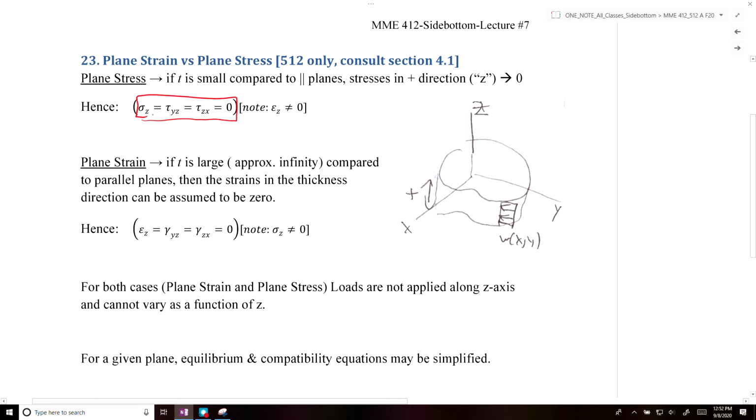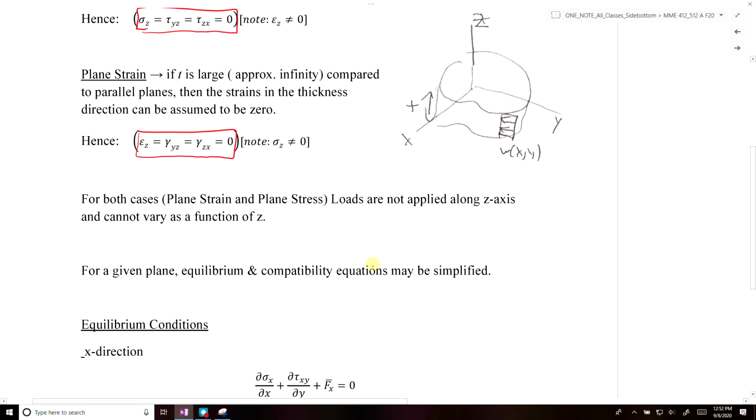All right, so plane strain is like the opposite case. If the thickness of your part is very large relative to the other dimensions in the parallel planes, then the strains in the thickness direction can be assumed to be zero. So in that case, our strains along the z direction are going to be zero: epsilon z, gamma yz, and gamma zx are going to be zero. All right, so in both of these cases, the loads are not applied along the z-axis and can't vary as a function of the z direction.